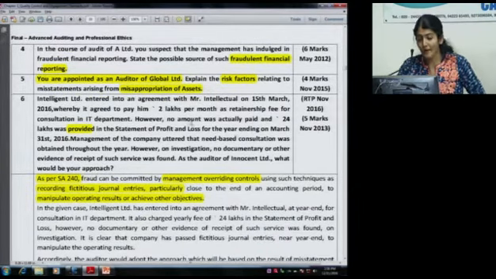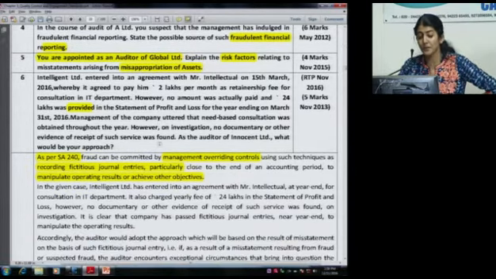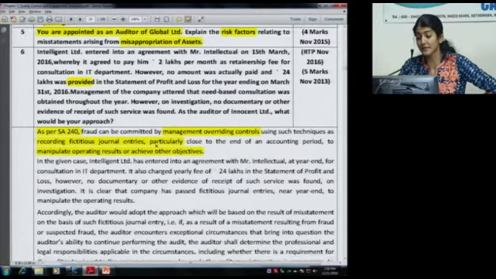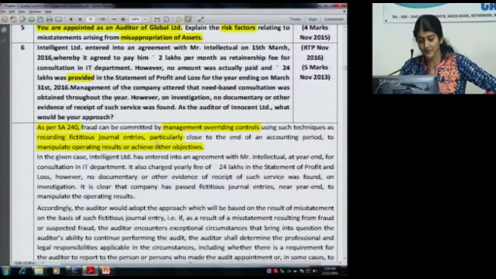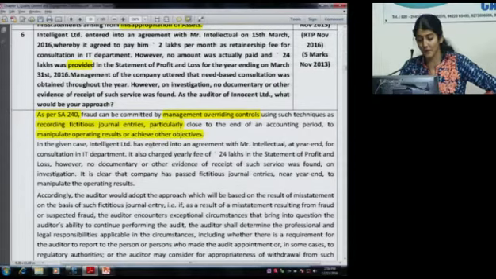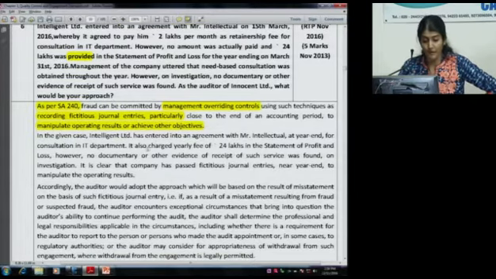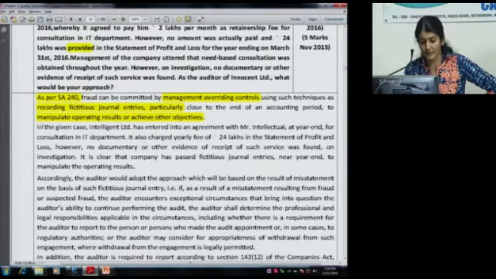Then what is the remaining part of the question? 24 lakh was provided in the statement of profit and loss. Management of the company uttered that need-based consultation was obtained throughout the year. However, on investigation, no documentary evidence of receipt of such service was found. As an auditor of Innocently Intelligent Limited, what would be your approach? Right, so what would be your approach as per SA 240, then in the given case?